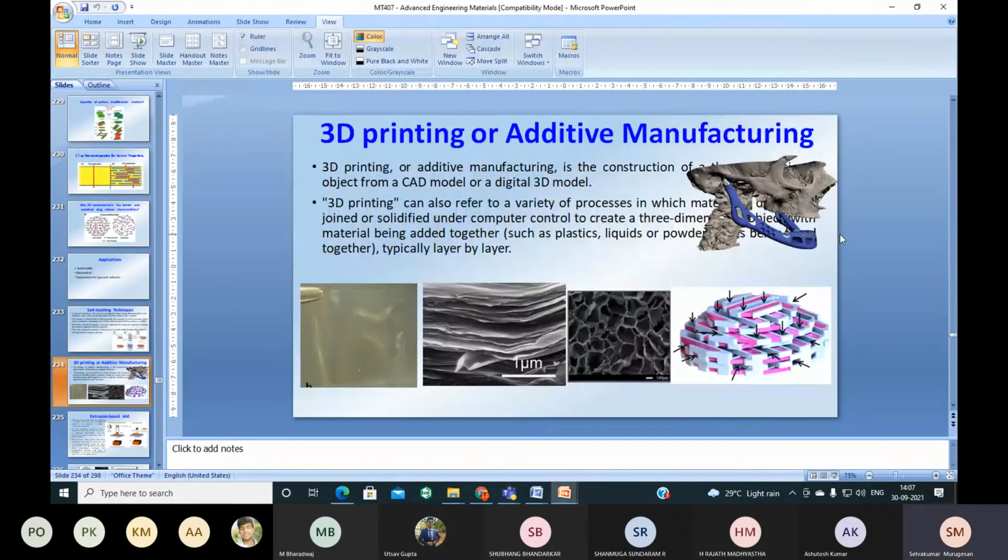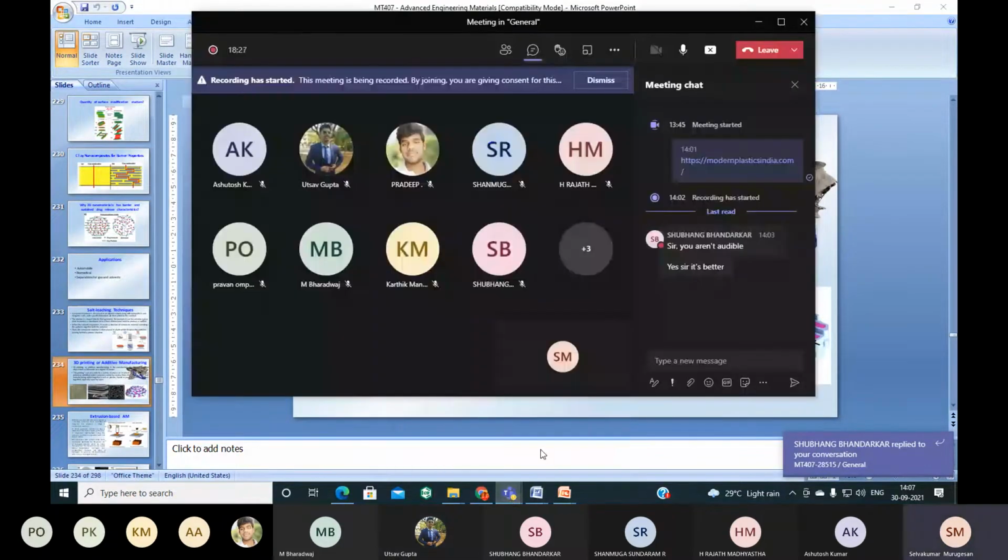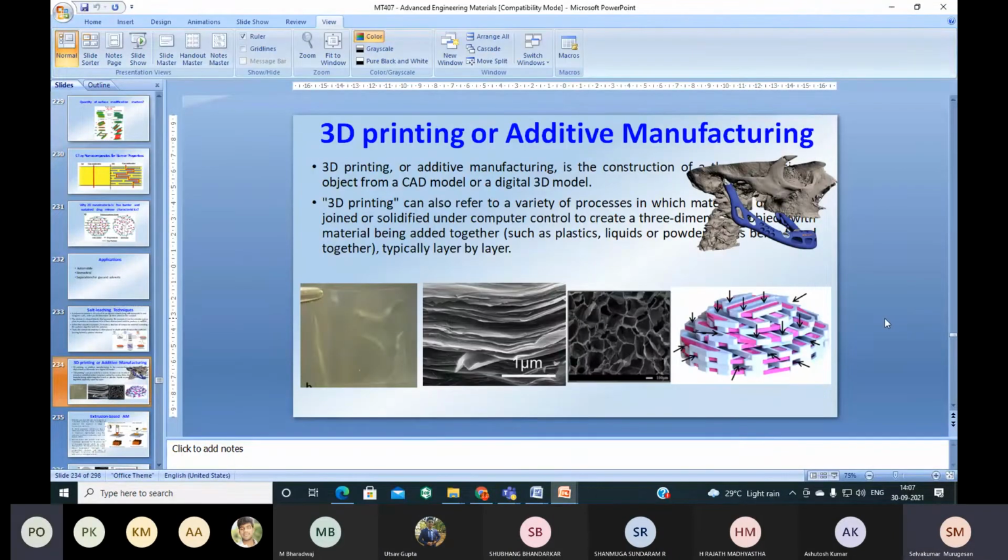So look at these micrographs as well as the macrographs and photographs, and quickly tell me what are the fabrication methods we can have. I mean, with the help of that, we can fabricate this.